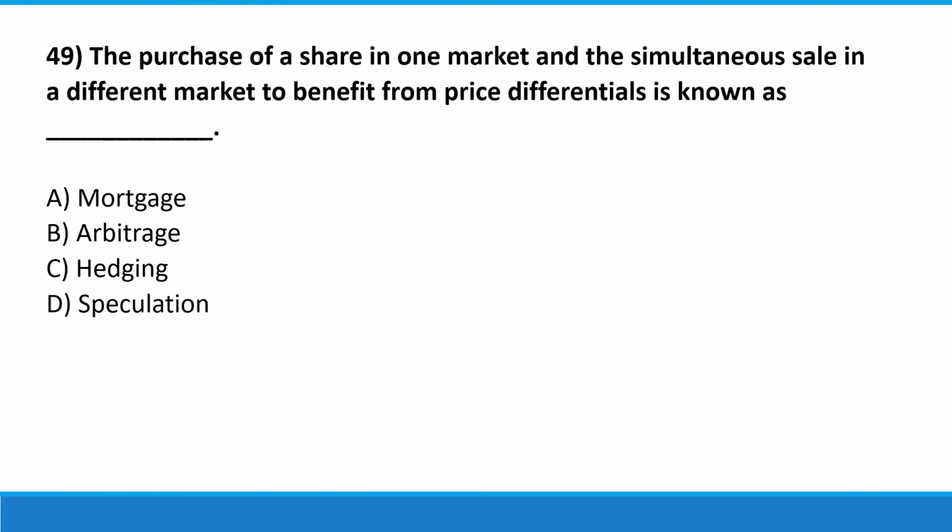The purchase of a share in one market and the simultaneous sale in a different market to benefit from the price differentials is known as option A, mortgage, option B, arbitrage, option C, hedging and option D, speculation. The correct answer is option B, arbitrage.